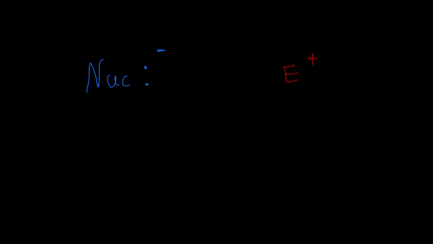So usually in reactions, what happens is that the nucleophile has extra electrons that it can give away, and the arrow is going to point from the electrons of the nucleophile toward the electrophile. So let's go over a few examples in organic chemistry.